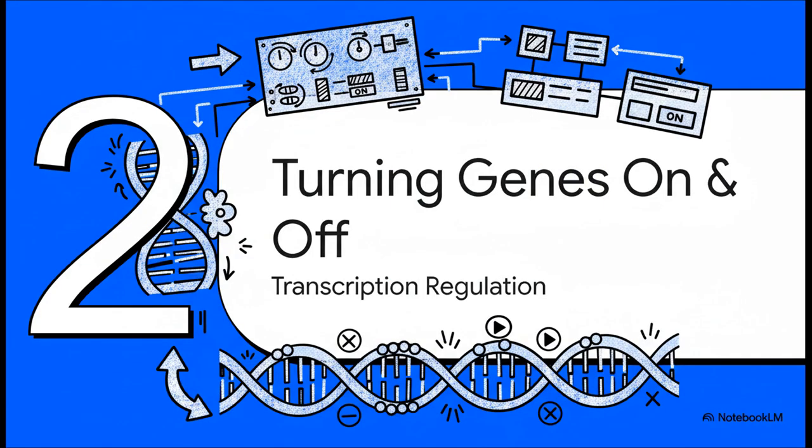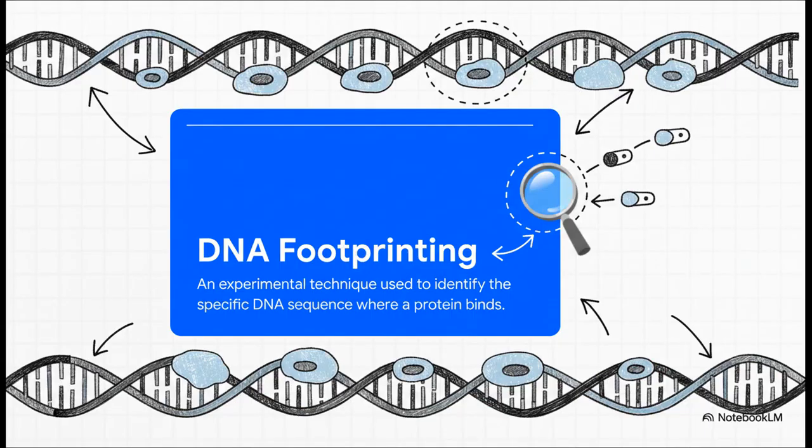Okay, so let's get our hands dirty with that control panel. We're going to look at the actual switches and dials themselves, the molecules that are responsible for turning genes on and off by controlling transcription. So a really big question is, how do scientists even know where these control proteins bind to the DNA? Well, one classic and really clever technique is called DNA footprinting. It's a way to find the exact landing pad on the DNA for a transcription factor. It's absolutely fundamental for understanding how any gene is controlled.